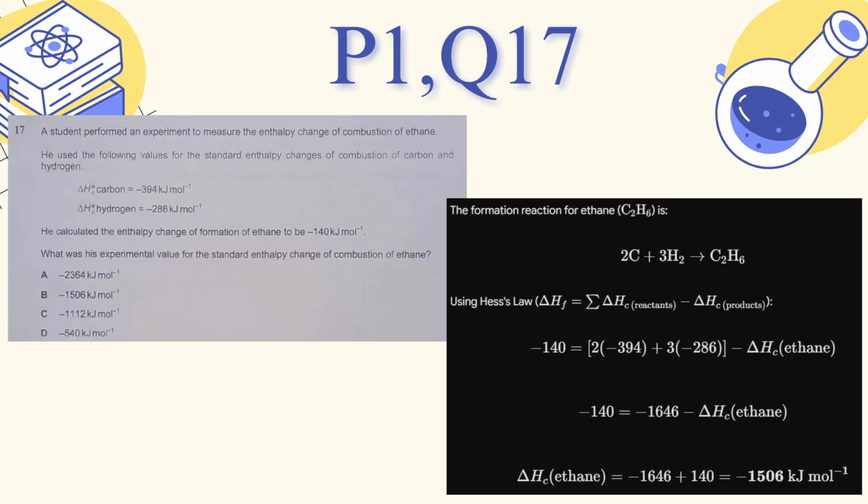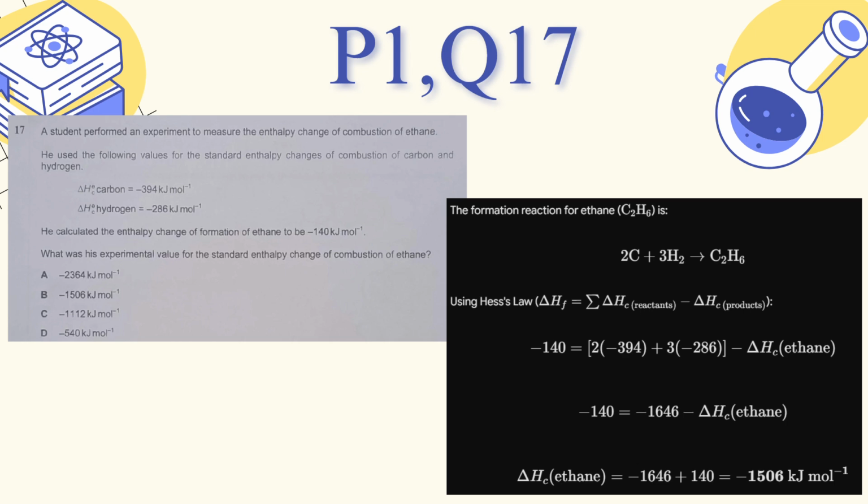A student performed an experiment to measure the enthalpy change of combustion of ethane. He used the following values for the standard enthalpy change of combustion of carbon and hydrogen. As you can see, the enthalpy changes of carbon and hydrogen are minus 394 and minus 286. He calculated the enthalpy change of formation of ethane to be minus 140. What was his experimental value for the standard enthalpy change of combustion of ethane?